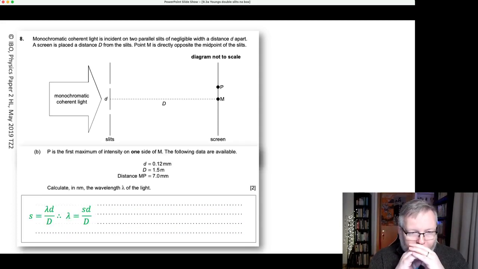The second part gives you some information.